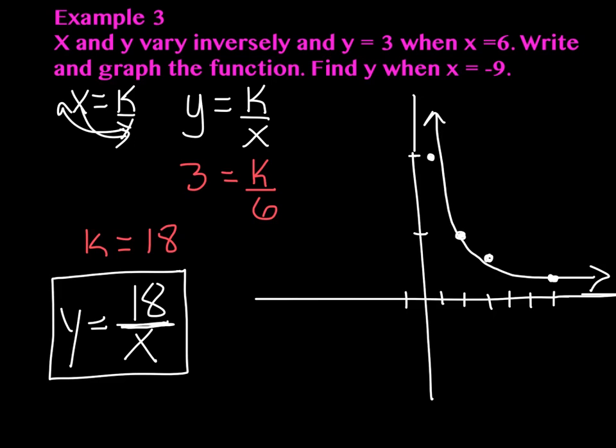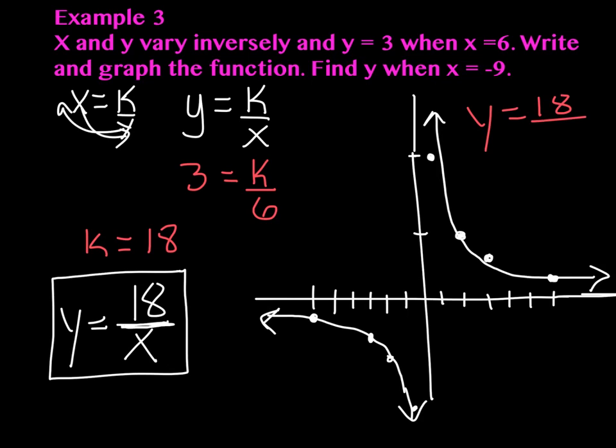If we went with negative 1, we would have negative 18. And negative 2, we'd have negative 9. And negative 3 would be negative 6. And negative 6 would be negative 3. It would look a lot like the other side. It would reflect around the origin here. So that's what our graph looks like. And then we were asked to find y when x is negative 9. So then we're just plugging stuff in. y equals 18 divided by negative 9. y equals negative 2.